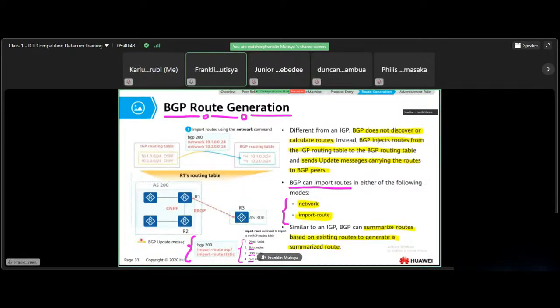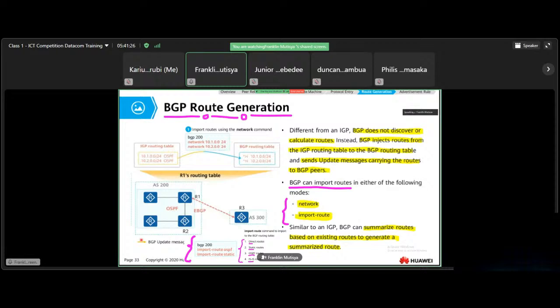Now let's look at BGP route generation. How does the protocol generate routes? Remember, we said BGP operates differently from ISIS and OSPF. ISIS and OSPF, these two routing protocols, perform calculations. BGP does not perform any calculations. IGPs calculate routing information, but BGP does not. BGP's work is just to discover routes. It doesn't calculate routes.